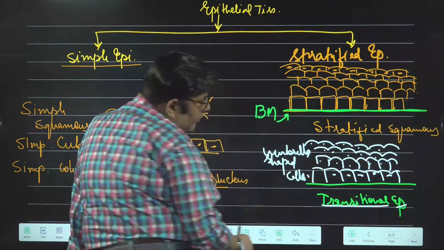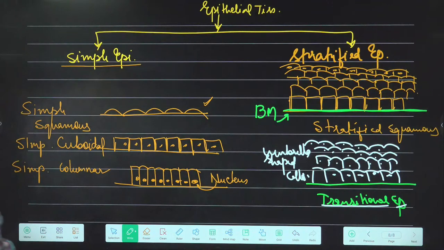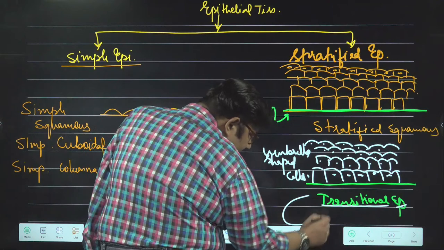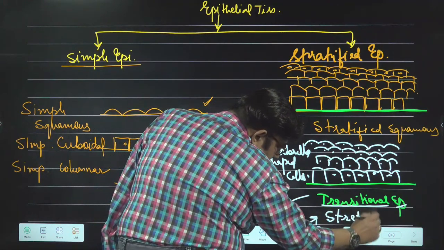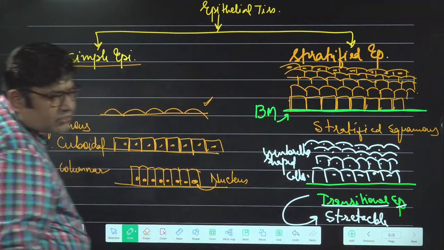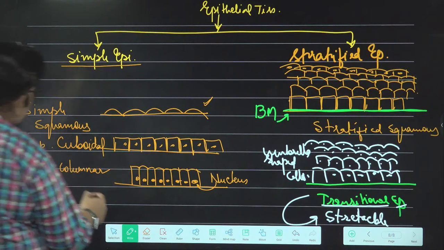So it is a type of stratified epithelium only, and transitional epithelium has a special quality: it is the only epithelium which is stretchable, the only epithelium which can be stretched. Very good. Okay, guys, so I have shown you how we classify the epithelium.